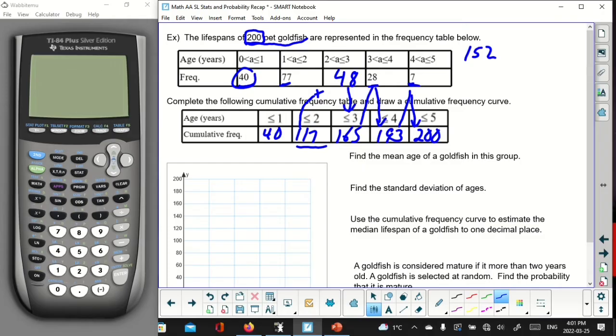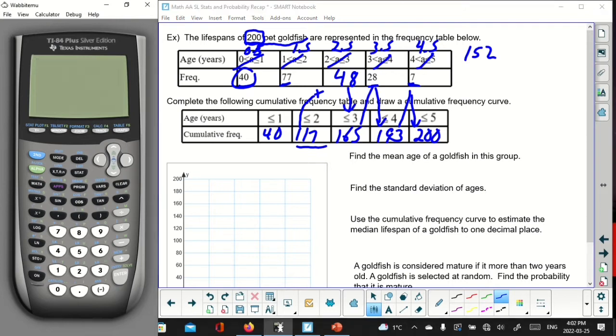One of the problems is we don't actually know the age of any particular goldfish. All we know is that 40 of them are between 0 and 1 years old. So what we will do is we will take the midpoint of that interval, which would be 0.5. We'll take the midpoint of this interval, which is 1.5. So we're making an assumption here to end up with an estimate of the mean. We're saying that all of those first 40 have an average age of 0.5.